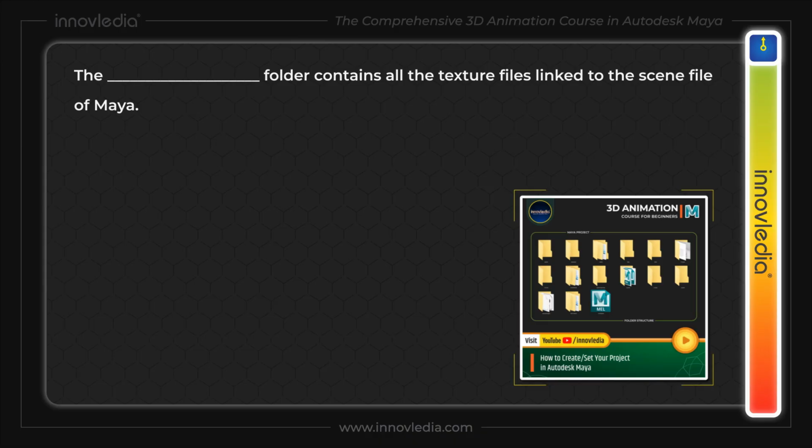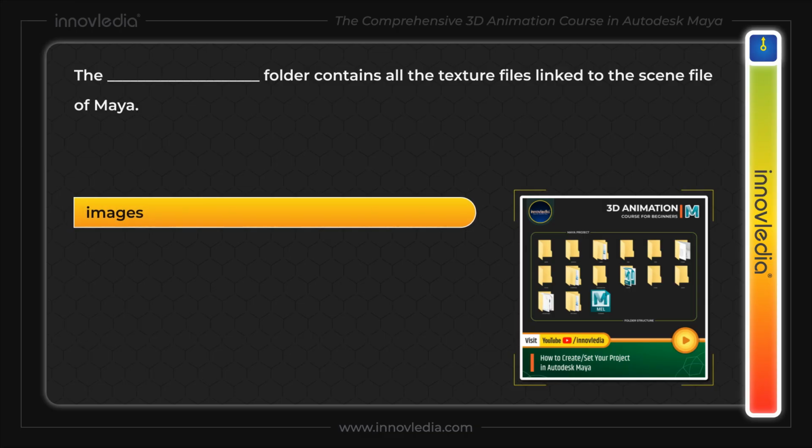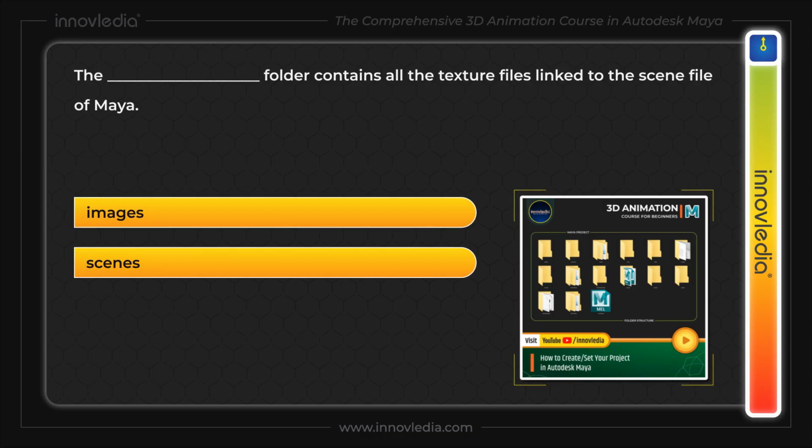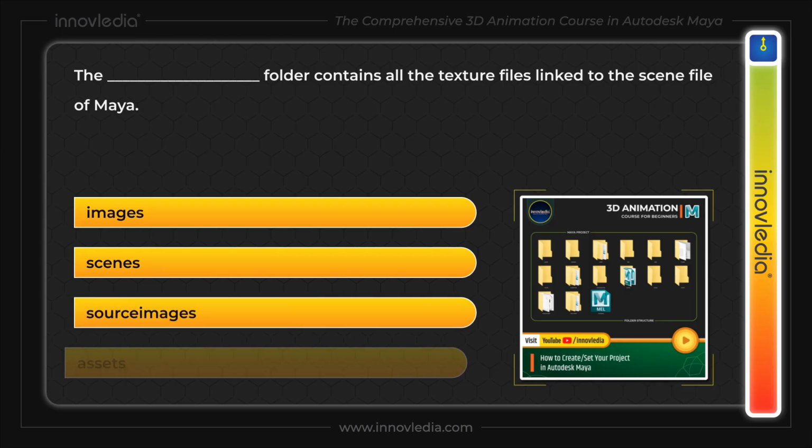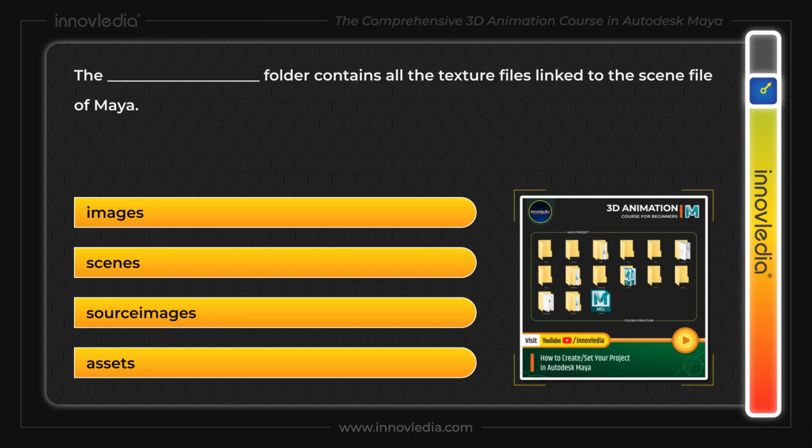The dash folder contains all the texture files linked to the scene file of Maya. The options are images, scenes, source images, assets. Your time starts now. And the correct answer is source images.